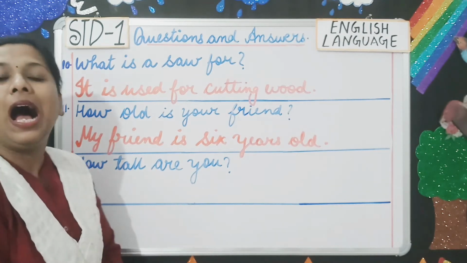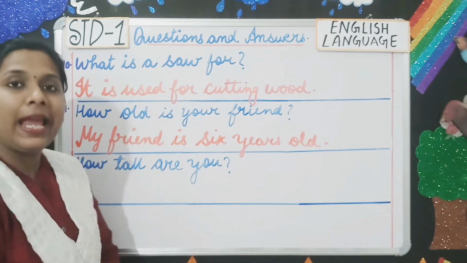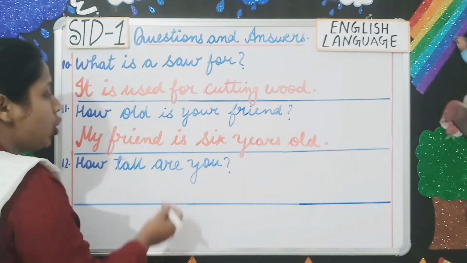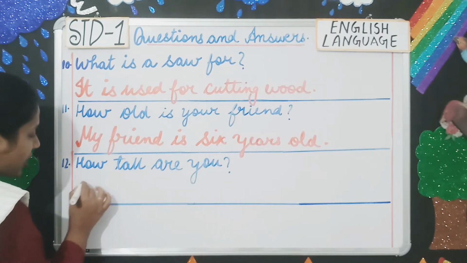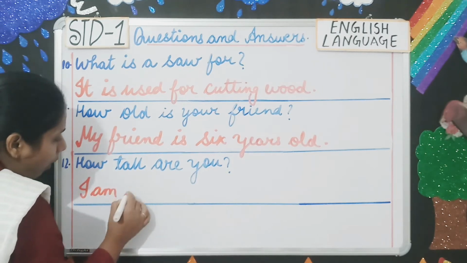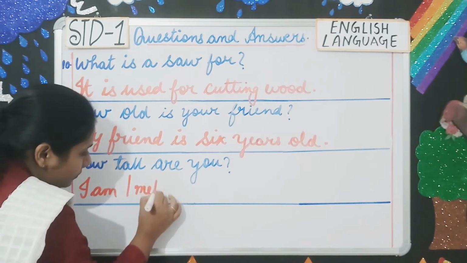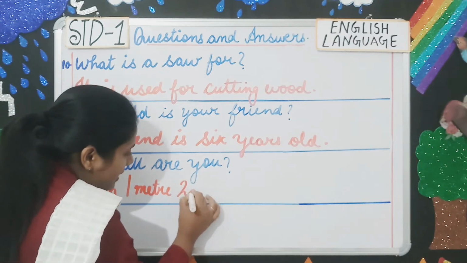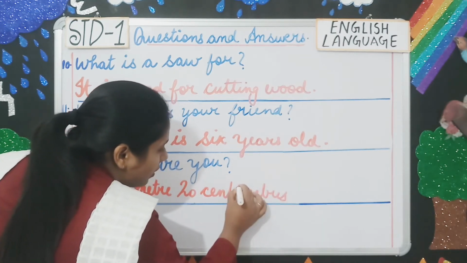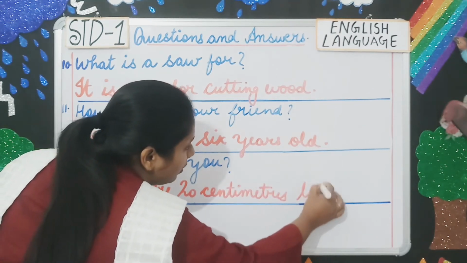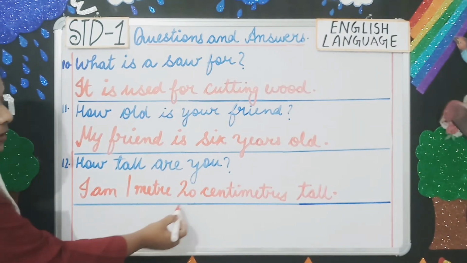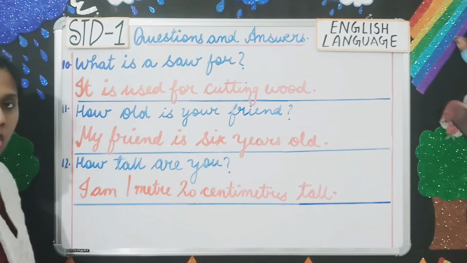Next. How tall are you? You have to tell your height. So you will write, I am 1 meter 20 centimeters tall. So for your you will change into I. With I we use am. I am 1 meter 20 centimeters tall. Clear students? I am 1 meter 20 centimeters tall.